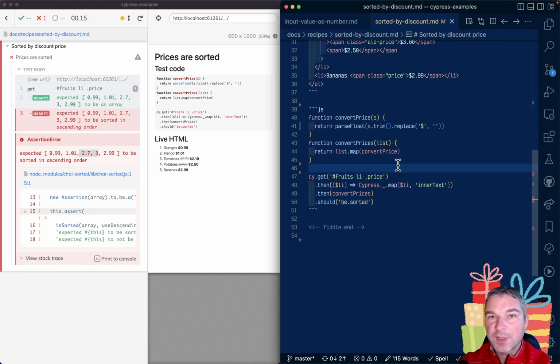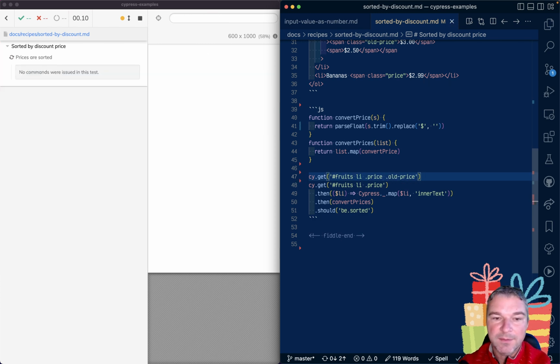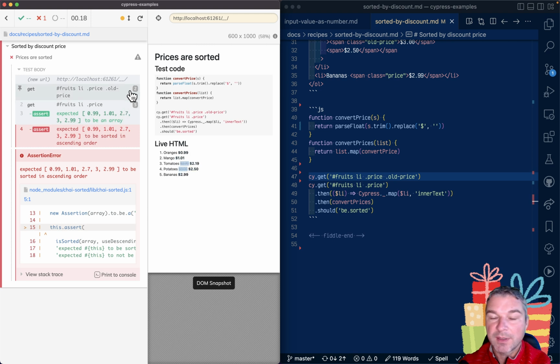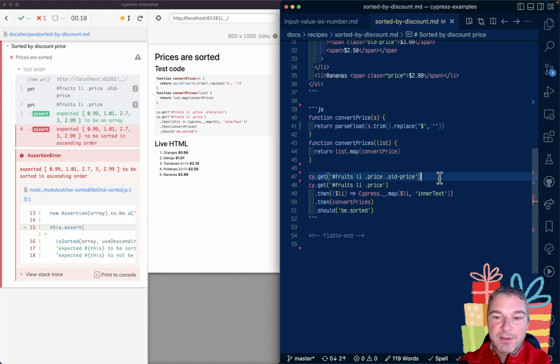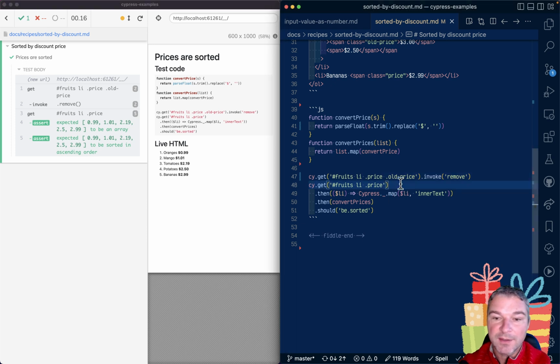So one quick solution for this, right, is to get old price elements, assuming there are always a couple. You get a jQuery element, and you can invoke jQuery method remove, and this removes those elements from the DOM. Now you can get the price spans, and the old prices that no longer apply are gone, and you see only the current prices, and you can convert them to numbers, and they are indeed sorted.